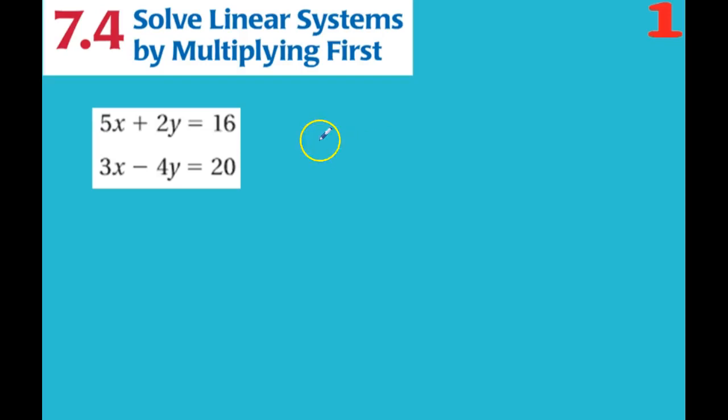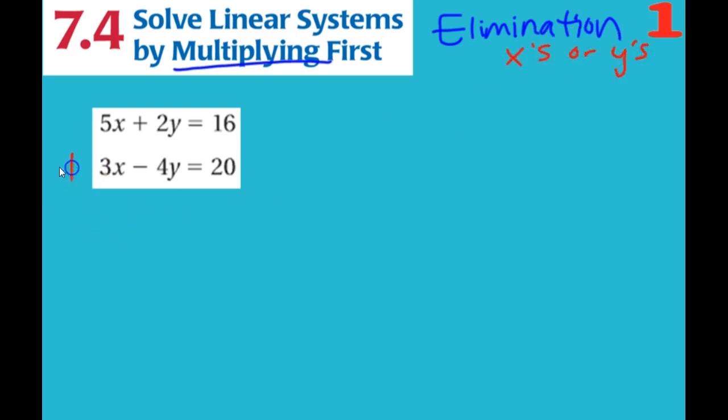Good morning. Today we are doing lesson 7.4, which is solving linear systems by elimination. Just like we did the other day, but this time we have to multiply first. Elimination, remember, we're either getting rid of our x's or the y's from the equations when we add them together or subtract them. So right away, if you look here, if we add these up, 5 plus 3 is not going to eliminate. 2 minus 4 is not going to eliminate.